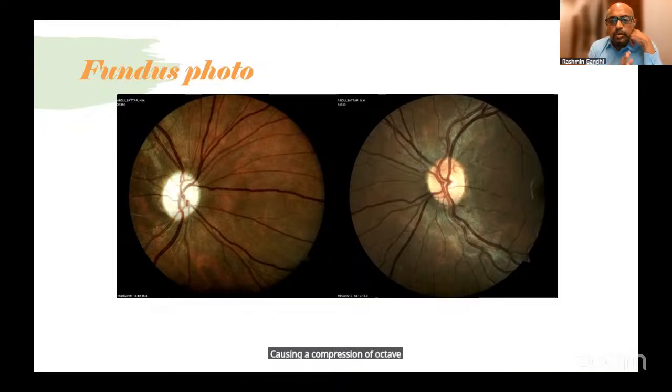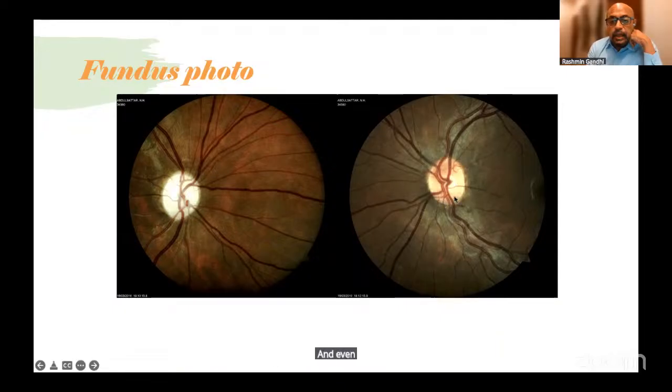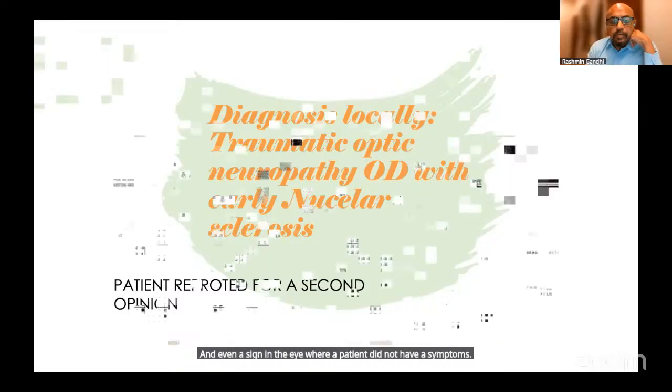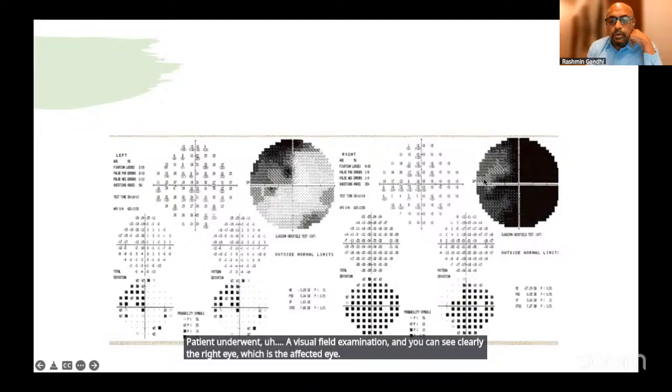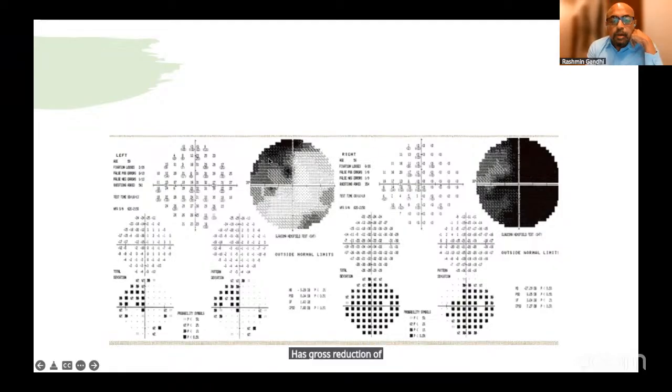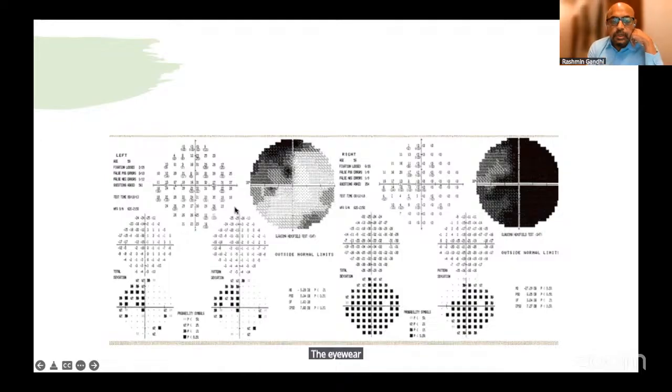Otherwise, traumatic optic neuropathy would always have a gradually progressive loss of vision. And even a sign in the eye where the patient did not have symptoms. The patient underwent a visual field examination, and you can see clearly the right eye, which is the affected eye, has gross reduction of sensitivity. However, in the unaffected eye, or the eye where the patient did not have symptoms, you can see there is a supratemporal visual field defect.